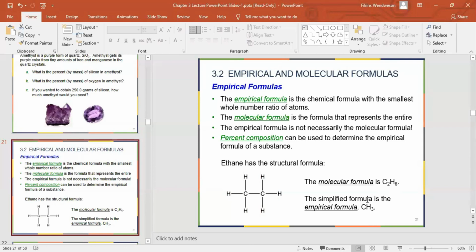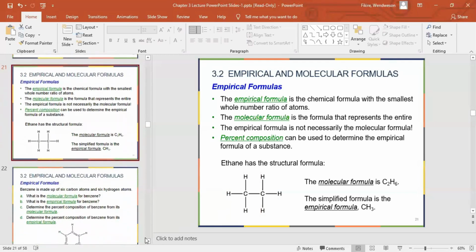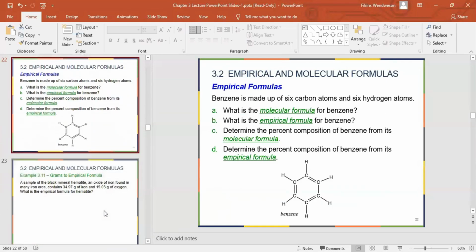But now what we are trying to do is quantitatively calculate the empirical formula and molecular formula. We provided the definition in chapter 2, but in chapter 3 we are trying to determine the amount. Let's see here. I'm going to come back here, but I don't want to skip this. Let's just see something here.